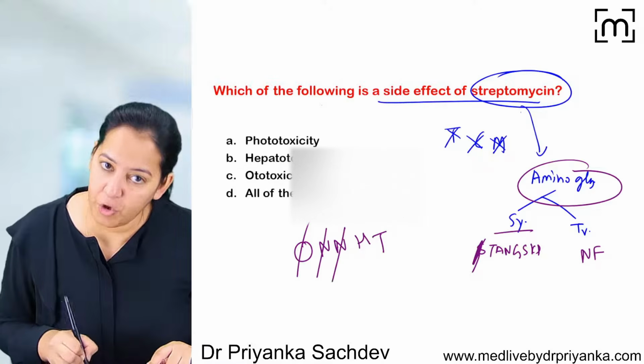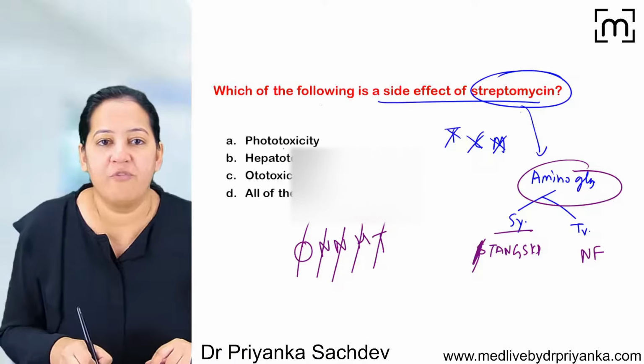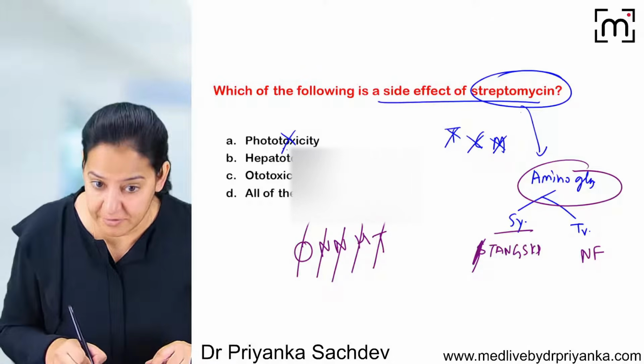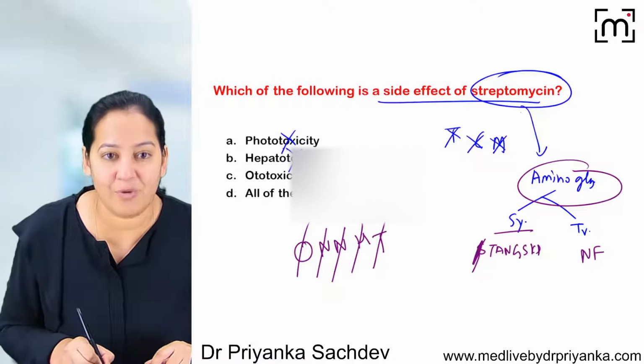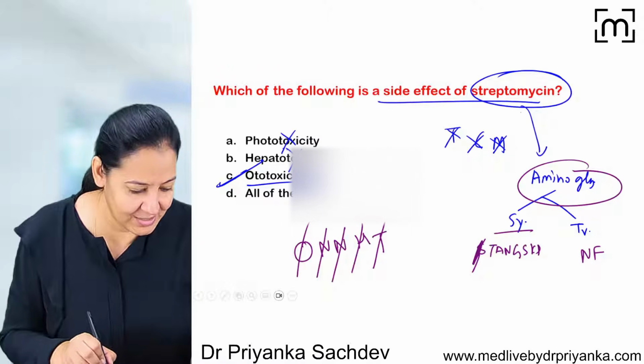Nephrotoxicity and neuromuscular blockage, hypersensitivity and teratogenic. Now have a look at the options. Phototoxicity is coming here? No, it's not coming. Hepatotoxicity is coming here? No, it's not coming. But ototoxicity is coming. So the answer is C, not D. Answer is C, not D.